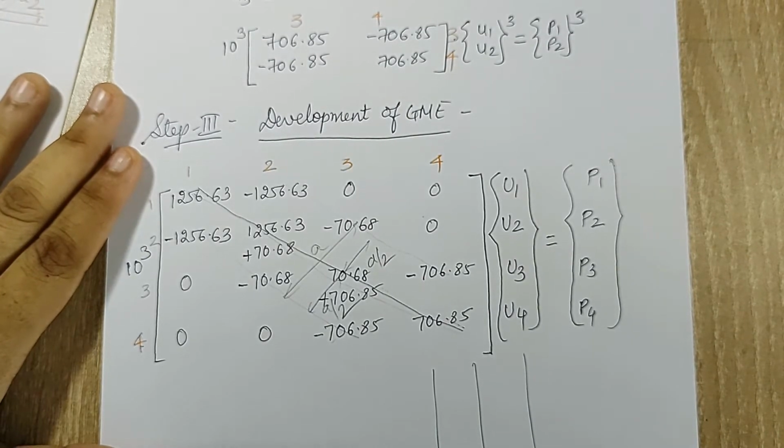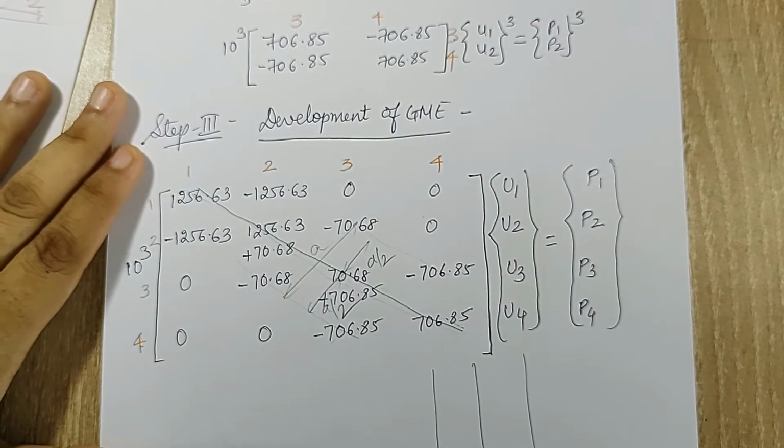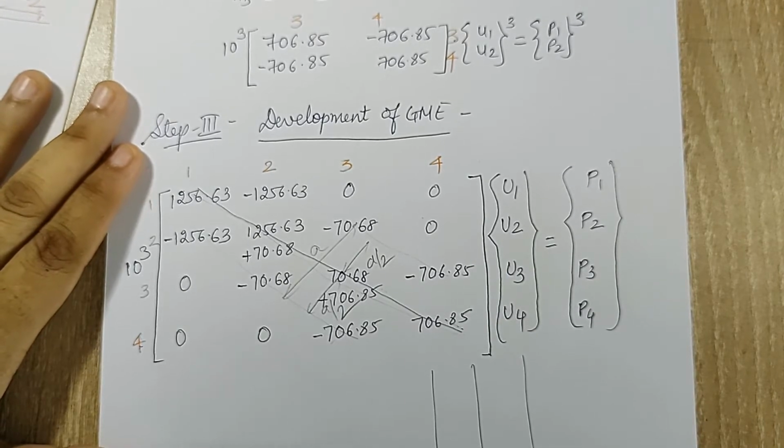So it is very important to mark the nodes in a particular order, which is called topology, and not mark the nodes randomly.